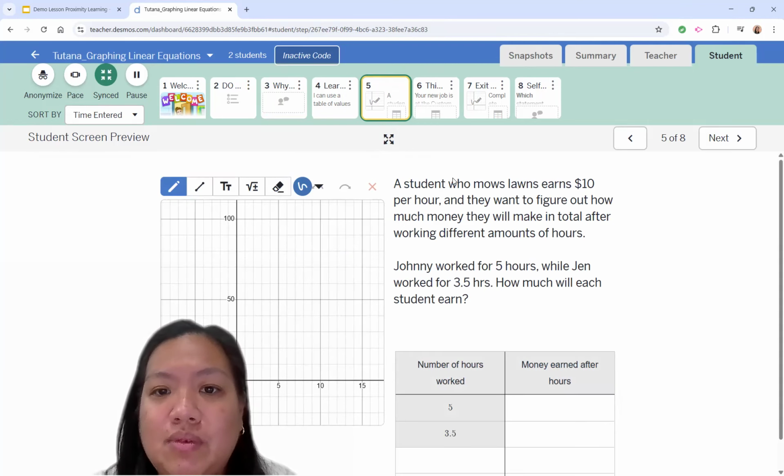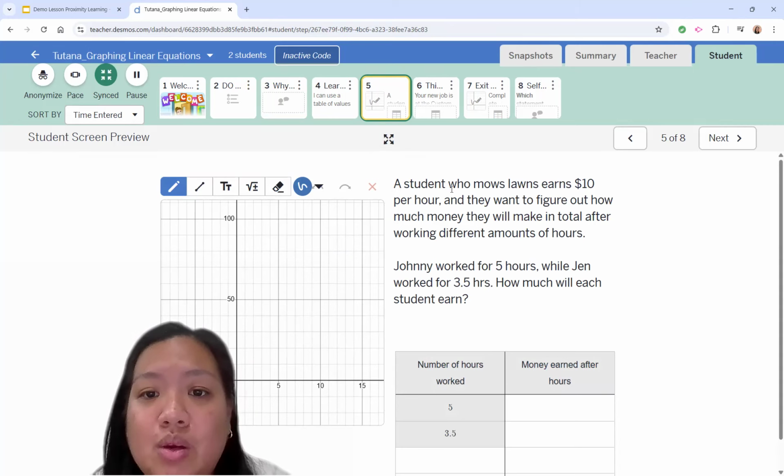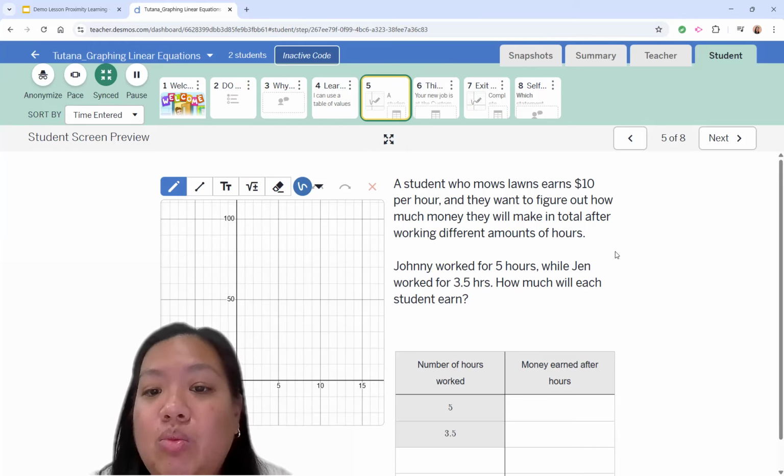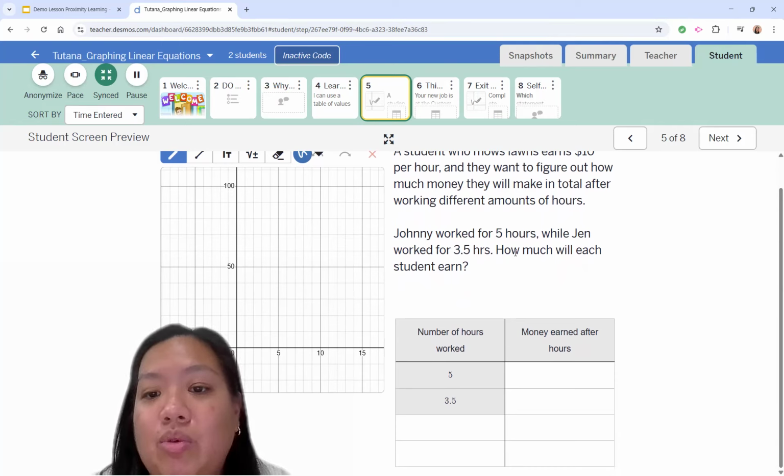Now I have here a specific example. A student who works at a store earns $10 per hour, and they want to figure out how much money they will make in total after working different amounts of hours. So if one of the students is Johnny, and he worked for 5 hours, while Jen, another student, worked for 3.5 hours, how much will each student earn?